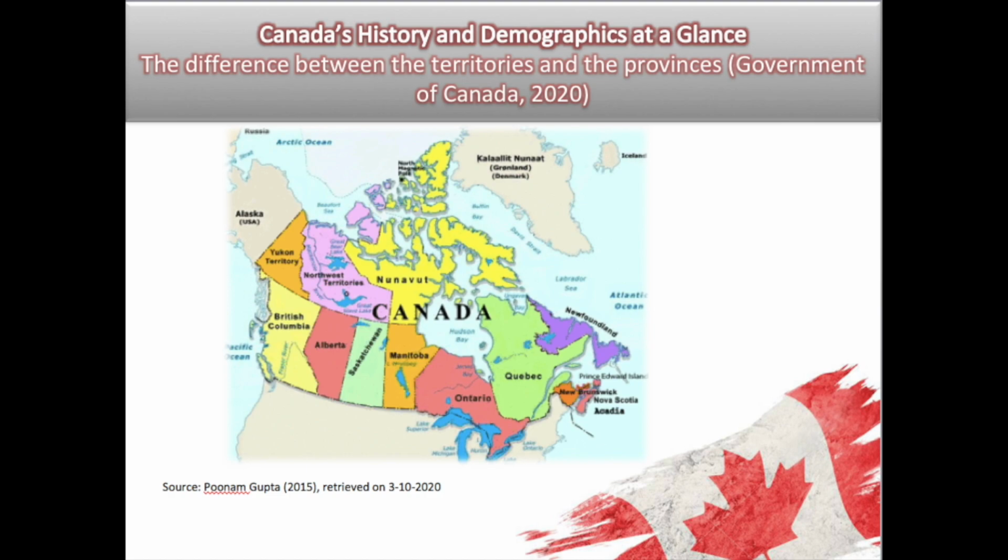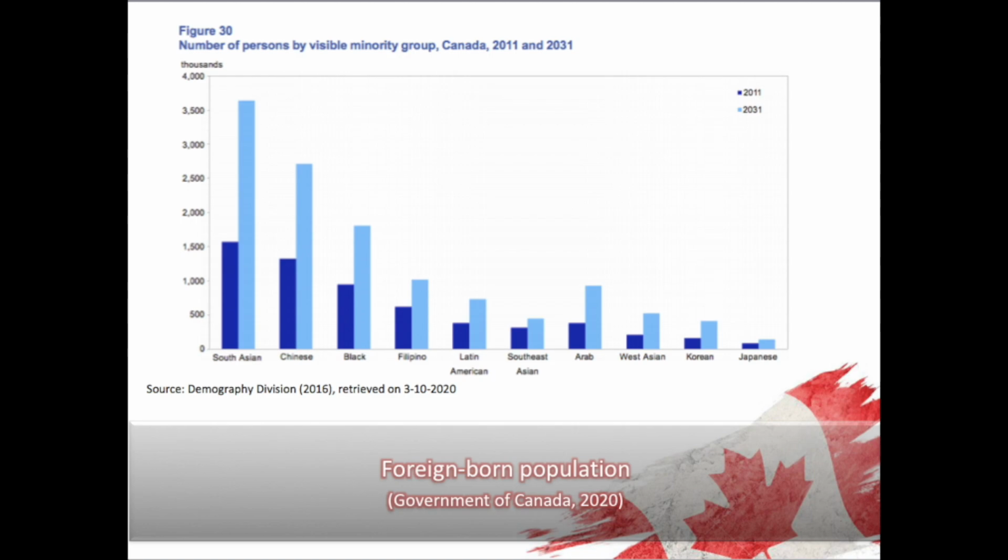According to Canada's government, the significant difference between the territories and the provinces is that the territories exercise delegated powers under the authority of the Parliament of Canada, while the provinces exercise constitutional powers. As shown on the graph about the demographics and the radical changes that happened over time, the foreign-born population living in Canada has become more ethnoculturally diverse since the early 1980s.